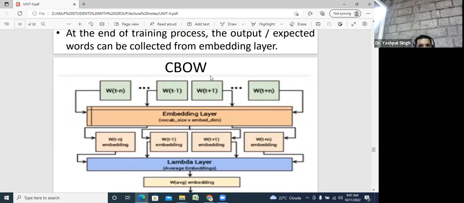Here we are assuming that t minus 1 goes up to t minus n, and t plus 1 goes up to t plus n. So whatever inputs we are getting, from t minus 1 to t minus n or t plus 1 to t plus n, all these inputs first go to the embedding layer. In the embedding layer, we use the vocab size, and we create the vocab for the same.